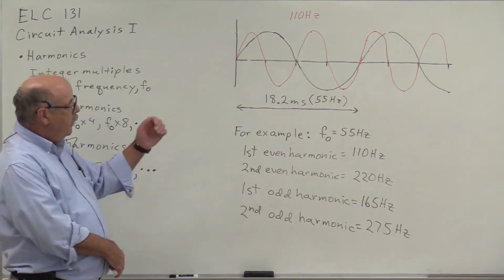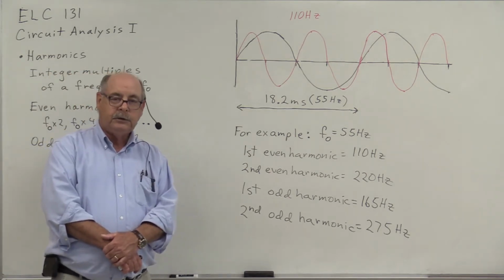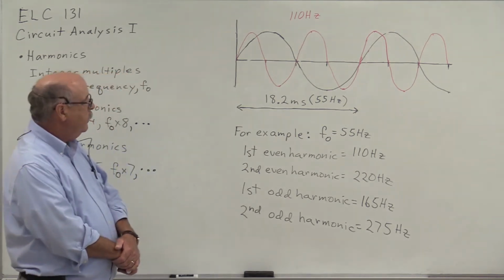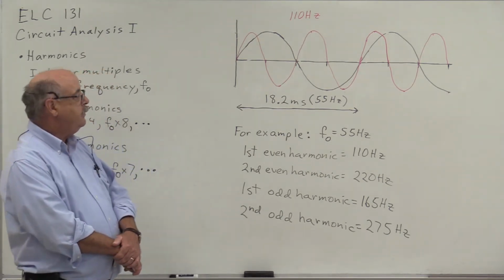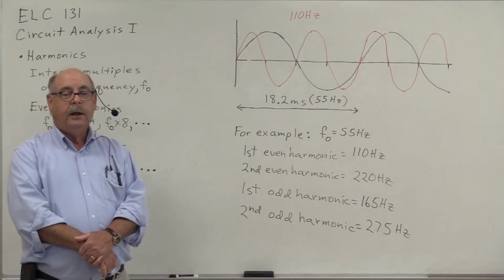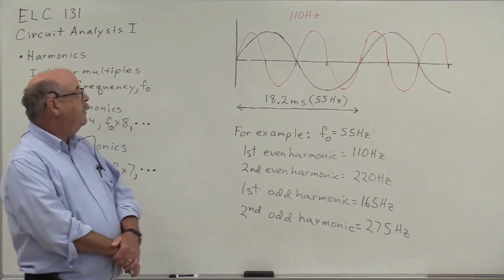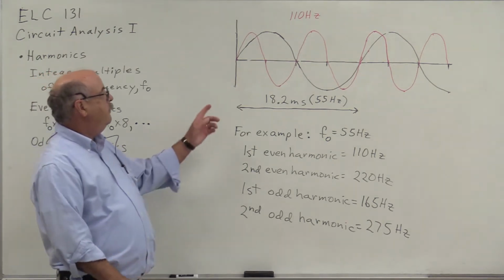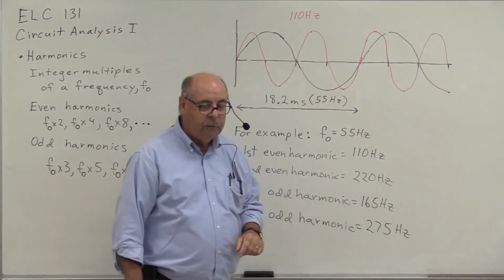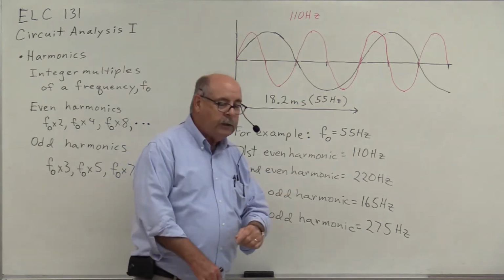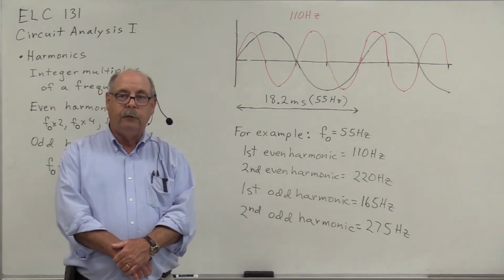So on the board, I have sketched the waveform for a 55 hertz sine wave, which has a period time or a cycle time of 18.2 milliseconds, and this is sketched in black. And then I've sketched the first even harmonic in red. And note, if you will, that, of course, 2 cycles of the 110 hertz waveform crosses 0 at the same time as 1 cycle of the 55 hertz waveform.